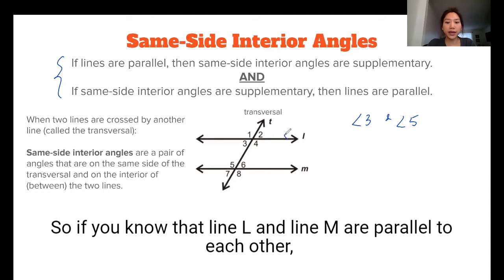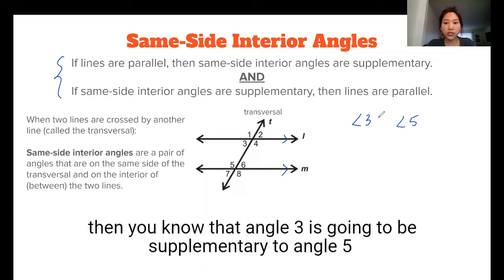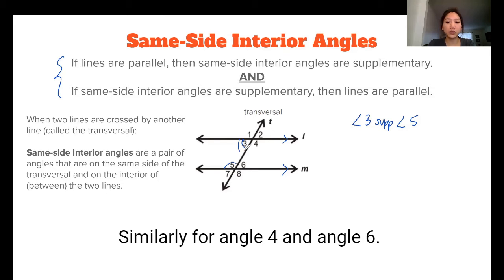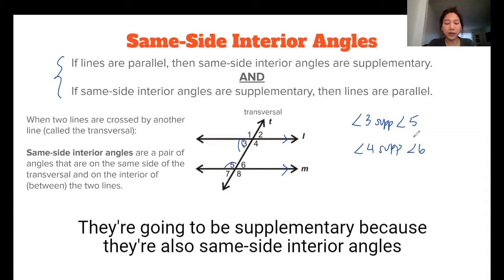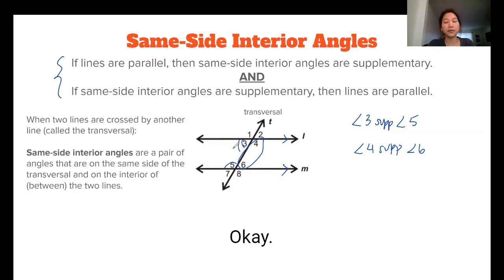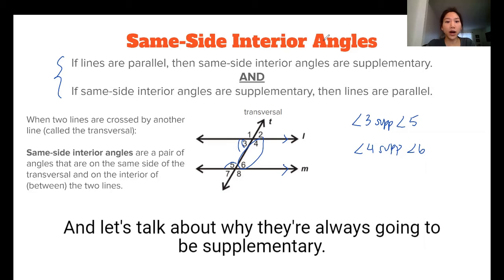So if you know that line L and line M are parallel to each other, then you know that angle 3 is going to be supplementary to angle 5 because they are same side interior angles. Okay, similarly for angle 4 and angle 6, they're going to be supplementary because they're also same side interior angles because they're both to the right of the transversal and in between the two parallel lines. Okay, and let's talk about why they're always going to be supplementary.